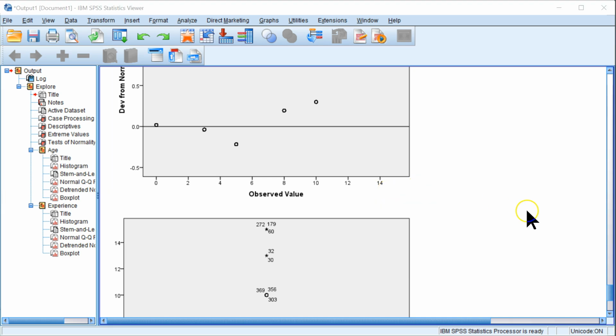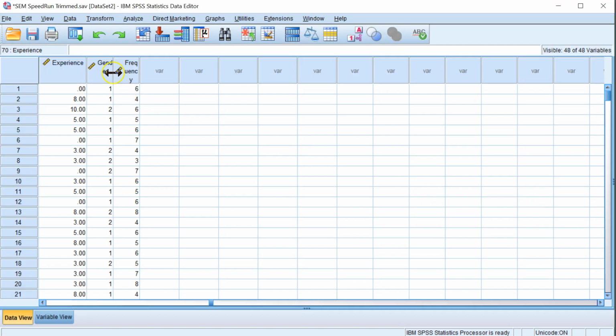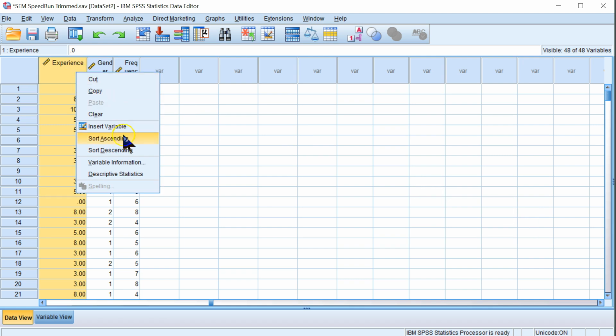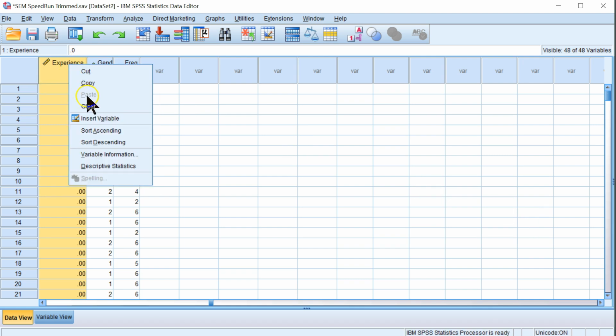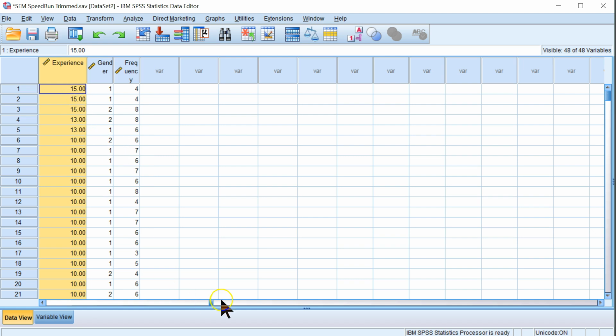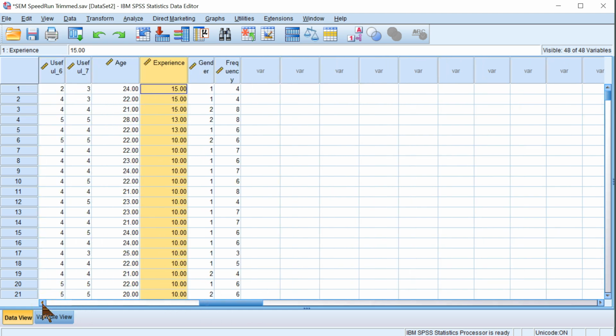Let's go look over here. If we just go like this, experience, right click, sort ascending. Let's try descending. We have 15 years of experience with Excel. And the question is, is that rational? Someone who is 21 years old has 15 years of experience with Excel. Could be. It's improbable, but it's possible. They've been using Excel since they were 6. Same with the rest of these. So it's hard to exclude an experience outlier.